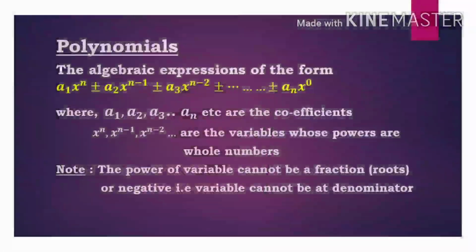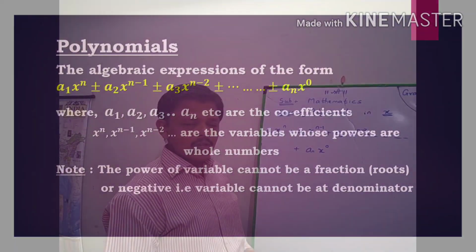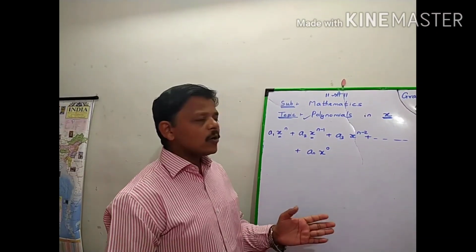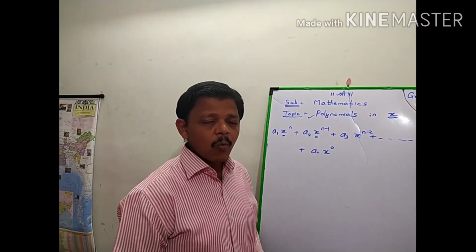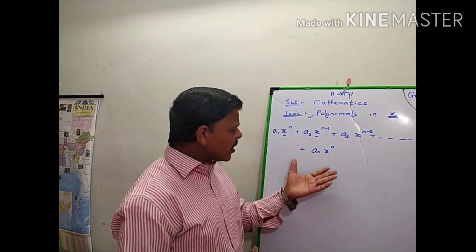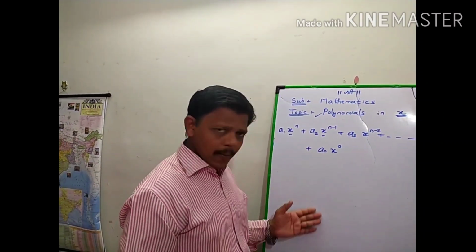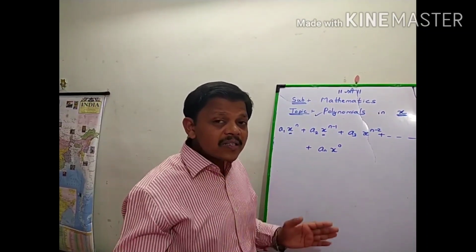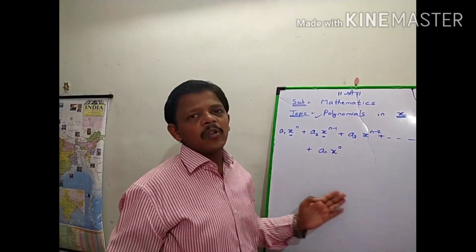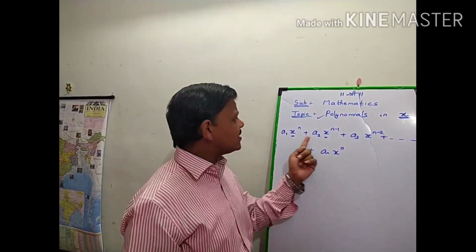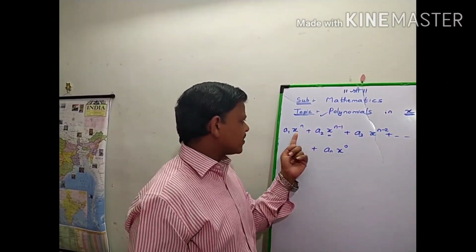Okay, so I'm repeating the definition. This is the form a1 into x raised to n plus a2 into x raised to n minus 1 and so on till an into x raised to 0. What we are going to do is very quickly write down a few examples, and using those examples we'll try to understand exactly what a polynomial means. But the simple thing is, it is an algebraic expression. Why? Because it has a variable x.